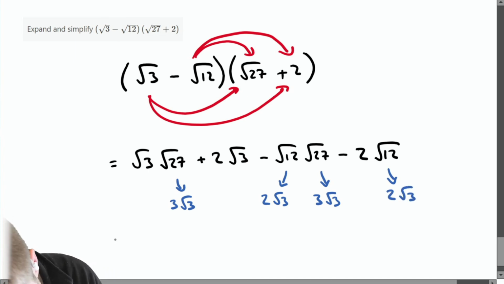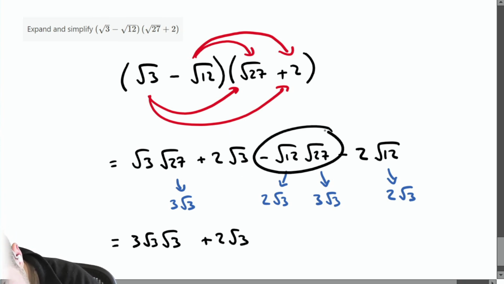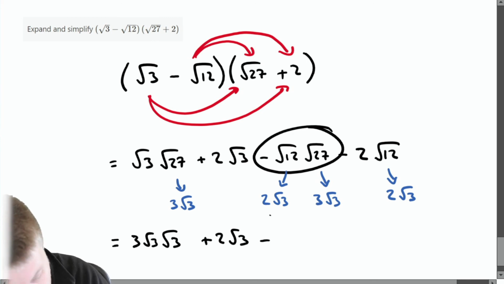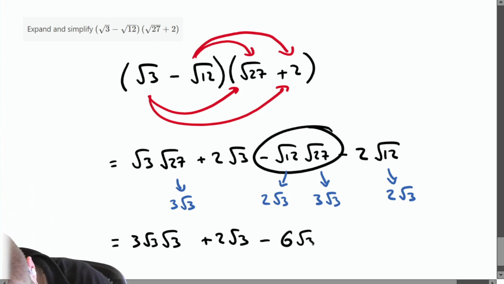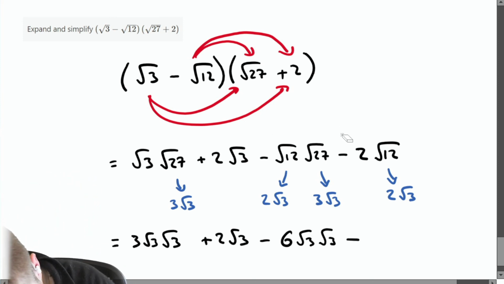So in other words, I'm going to write this thing as, let's be careful here, 3 root 3 times root 3 as my first term. The positive 2 root 3 term remains. Then here, I'm just going to write this as minus, well, I'm just going to multiply these two things together. So I'm going to have 2 times root 3 times root 3, and then I'm going to times it by 3, so it's going to be 6 times root 3 times root 3. So 2 times 3 times root 3 times root 3. And then minus, lastly, I've got 2 times 2, which is 4 root 3.